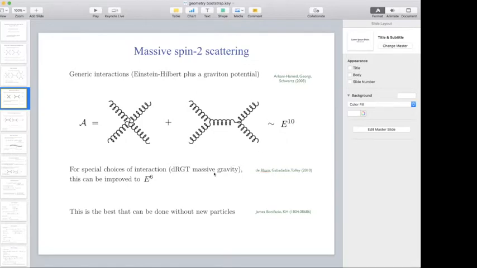There are special choices of this graviton potential that you can make, which soften that high energy behavior through various cancellations and make it go only like E to the 6th. This goes by the name of dRGT massive gravity or ghost-free massive gravity. It turns out that this is the best you can do if all you have is a massive spin 2 and no other particle. No matter what interactions you write down, as long as there's a finite number of derivatives, though it can be any number of derivatives as long as it's finite, there's no way to soften the behavior beyond this E to the 6th. So we have this paper here where we prove this.